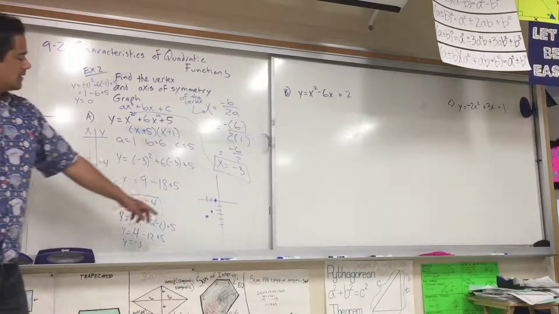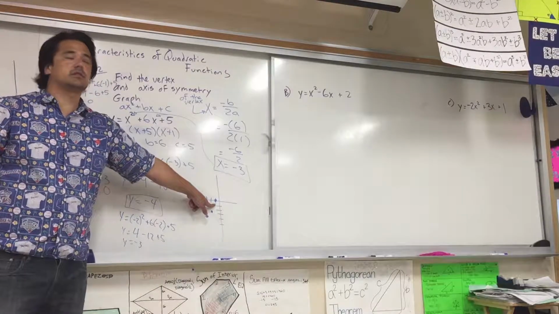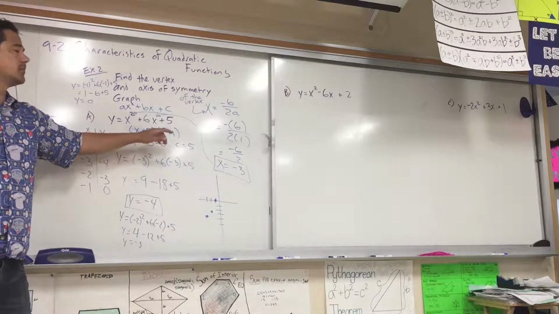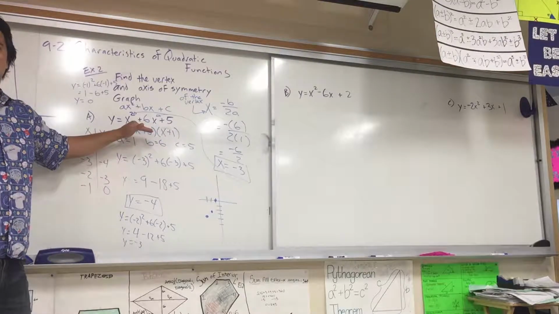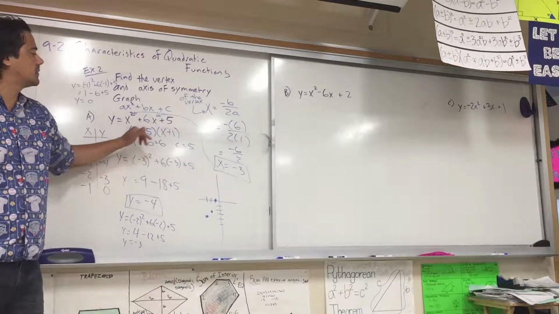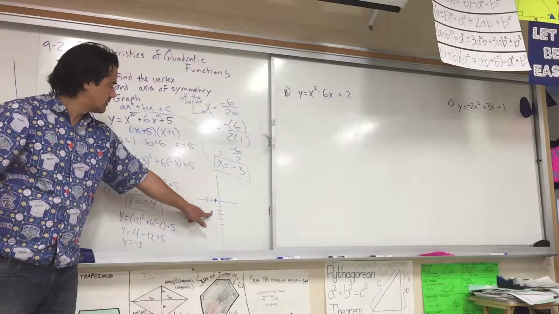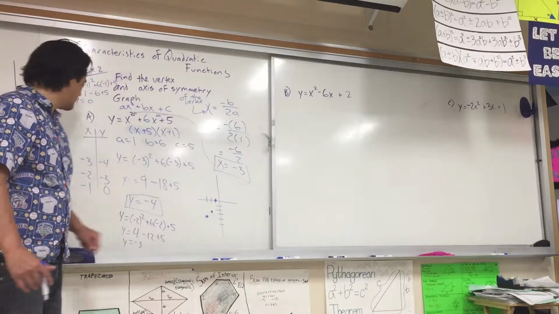Notice, it crosses at -1, 0. Did we know that information? Yes, we did. If we factor this, set each one equal to 0, that will be our zeros. So -1, 0. Okay, and then we have this point and that one.